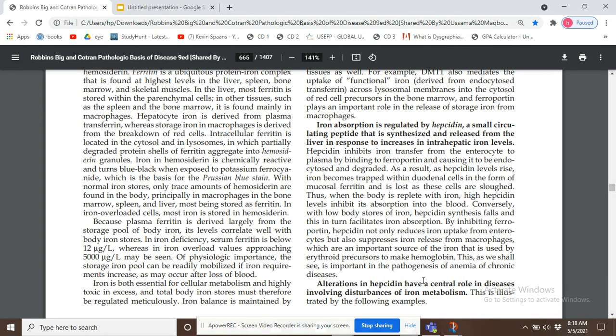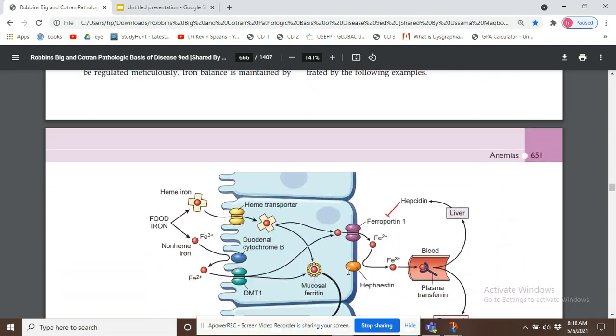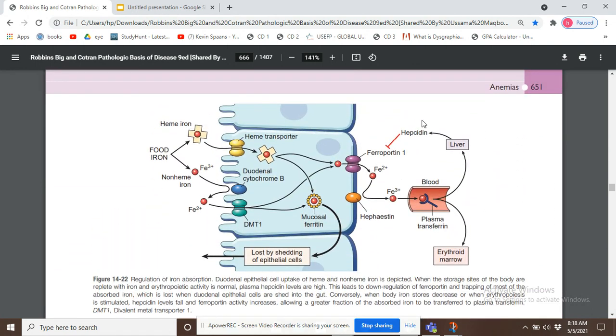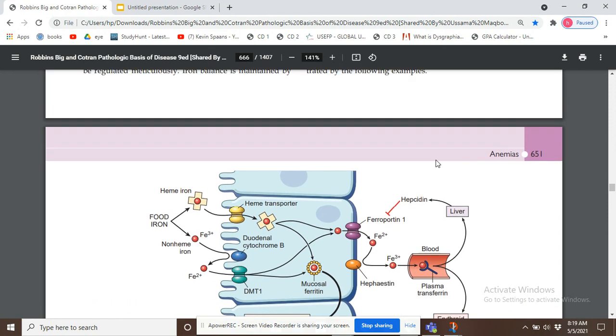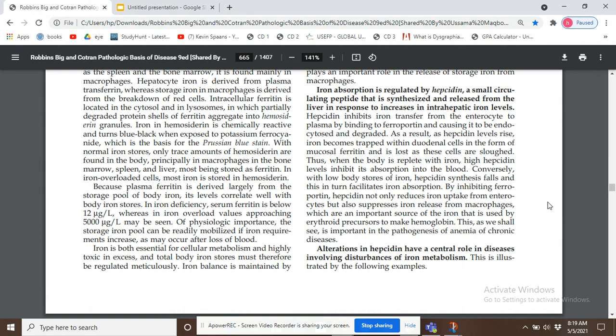We will talk about hepcidin in great detail in the anemia of chronic disease. So here they are showing this hepcidin protein coming from the liver, and when the level of iron is very high in the liver, hepcidin is released and inhibits ferroportin. This purple protein inhibits ferroportin, and when ferroportin is inhibited, iron cannot be absorbed. Hepcidin also inhibits ferroportin in the macrophages and inhibits the release of iron. So this is a very important point to remember.